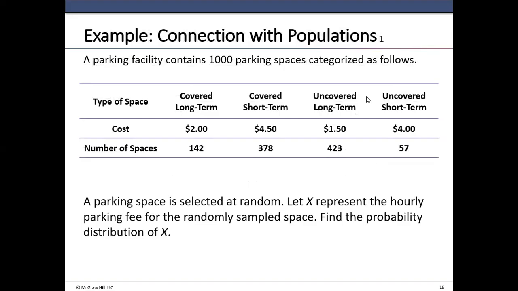A parking facility contains 1,000 parking spaces categorized as follows. They have given the cost, and they have given the number of spaces. A parking space is selected at random. Let X represent the hourly parking fee for the randomly sampled space. Find the probability distribution of X.